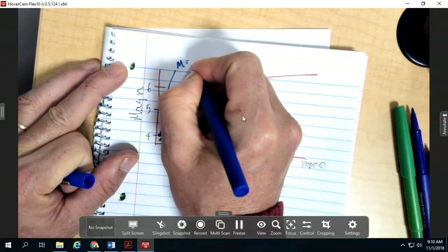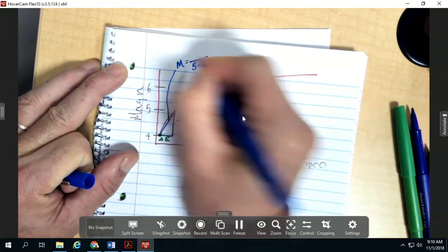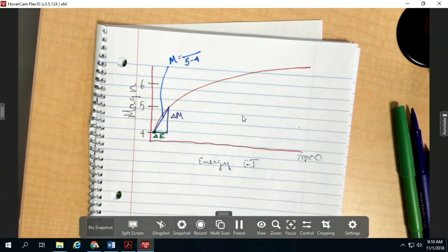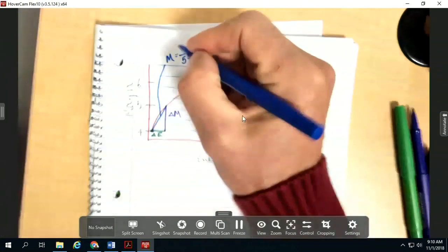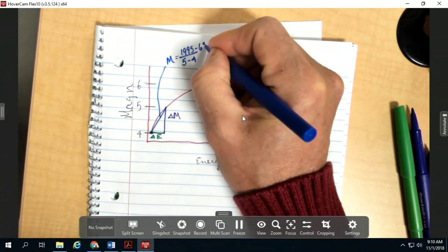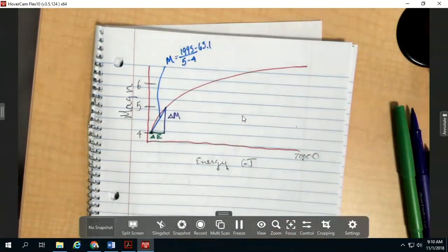for a magnitude 5 to 4, and the difference in energy, which if you look at the table, the energy for a 5 is 1995. And the energy of a 4 is 63.1. Okay, so that's the slope of the first one.